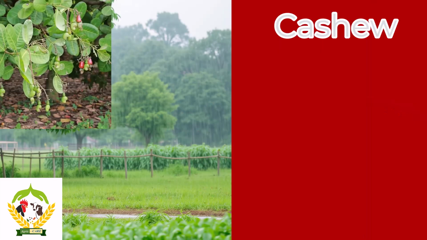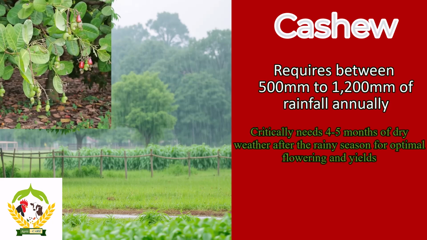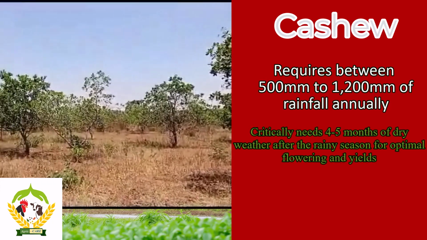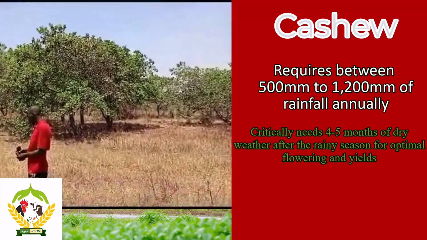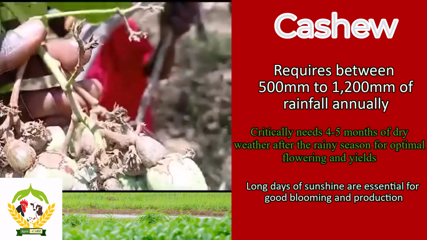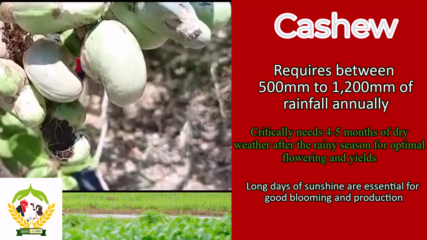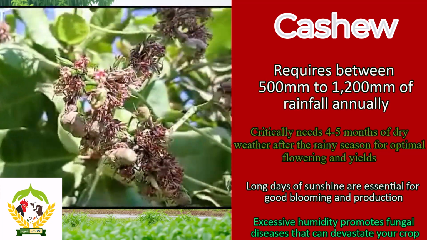Rainfall patterns. Cashew requires between 500 millimeters to 1,200 millimeters of rainfall annually. It critically needs 4 to 5 months of dry weather after the rainy season for optimal flowering and yields. Long days of sunshine are essential for good blooming and production. Excessive humidity promotes fungal diseases that can devastate your crop.